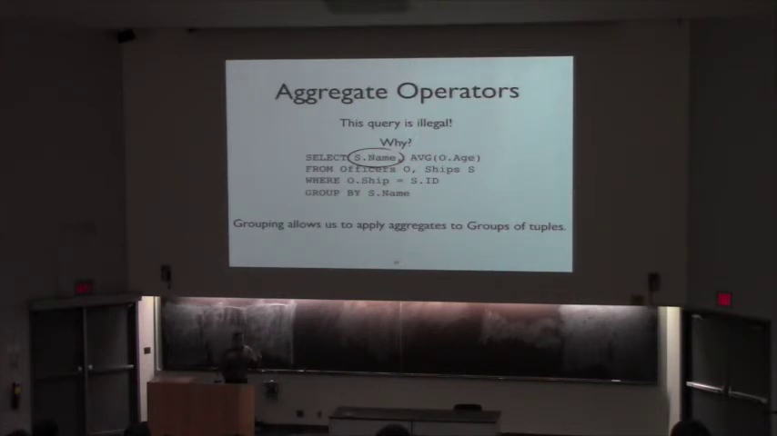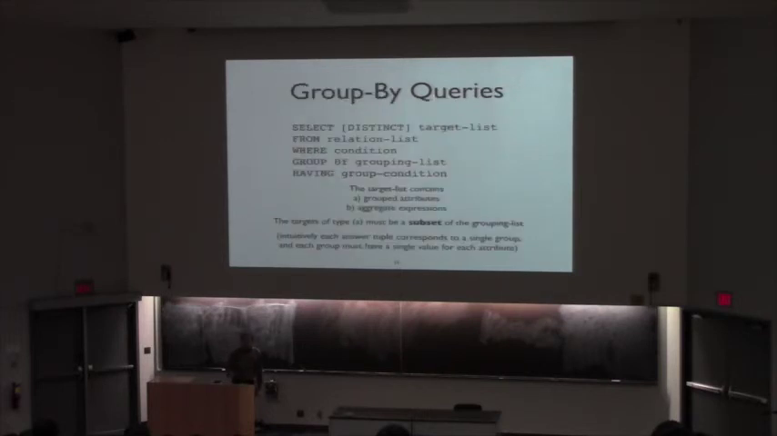Everyone group them by the name of the ship that they're on, and then take the average of every age in one of those groups. And so this allows us to apply an aggregate to batches of tuples and get a set of results back as part of the results.